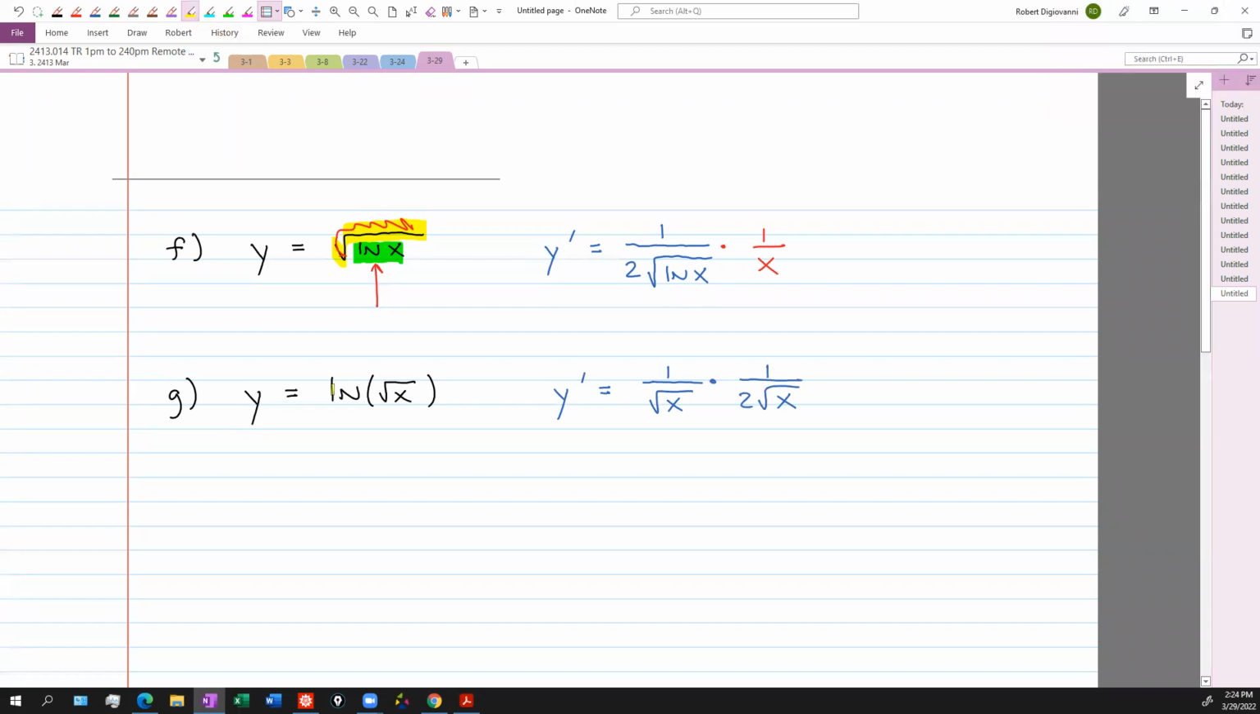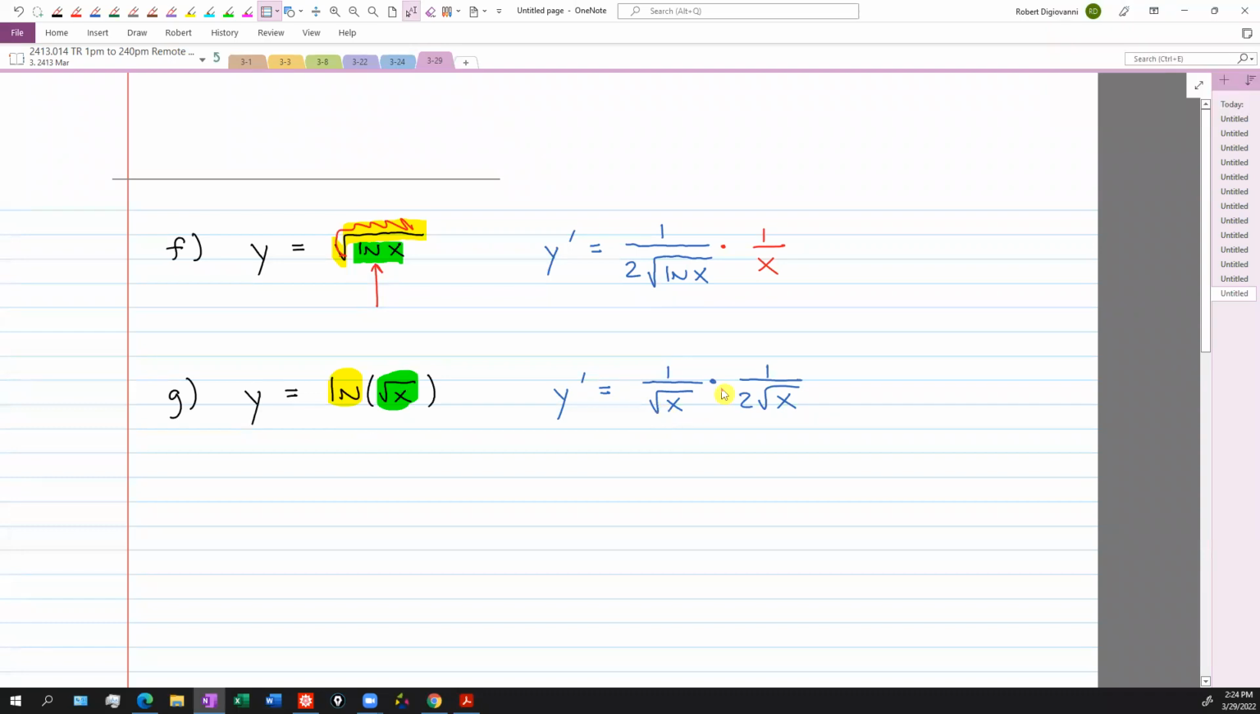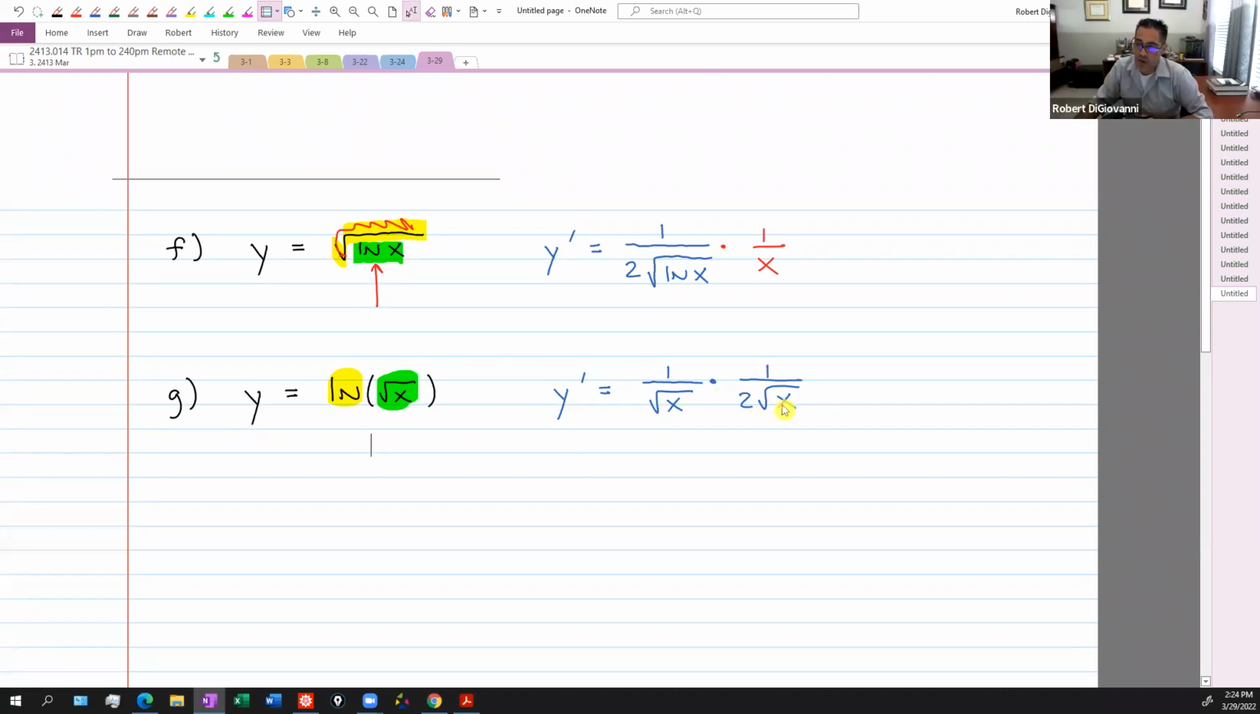So the outer function was the natural log, the inner function was the square root of x. We start with the outer function. What's the derivative of natural log of anything? 1 over that anything, right? 1 over whatever it was, times now the derivative of what's inside of here, which is 1 over 2 root x, because we've been through that a million times now, right? Questions on it?